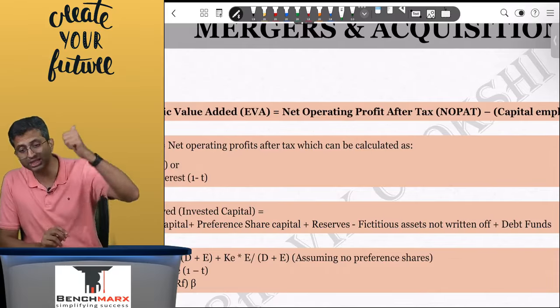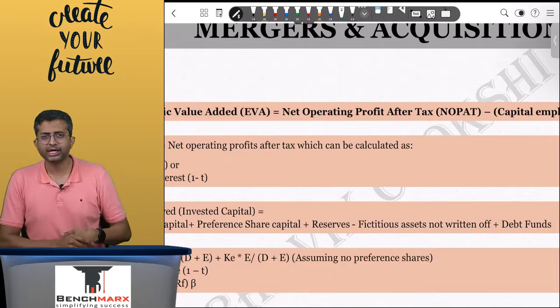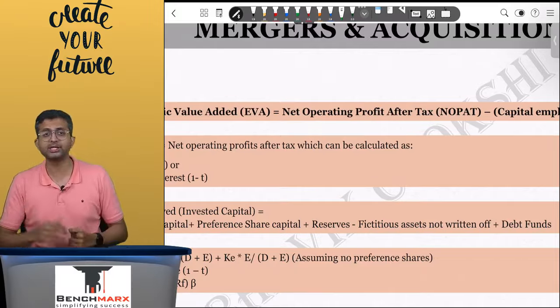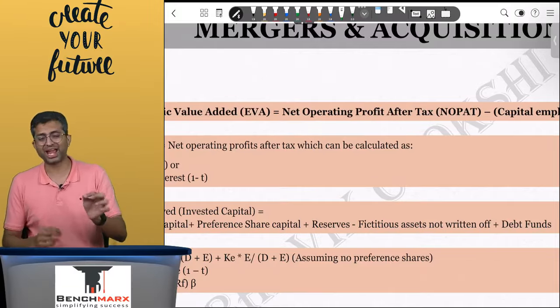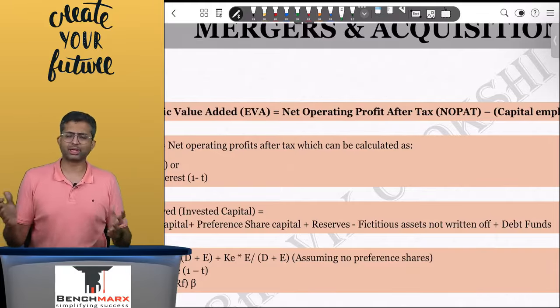So how much have you been able to give me over and above that? That is a true value addition, economic value added. How do you calculate NOPAT? NOPAT is calculated as EBIT into 1 minus T, or it is calculated as PAT plus interest into 1 minus T. Either way.